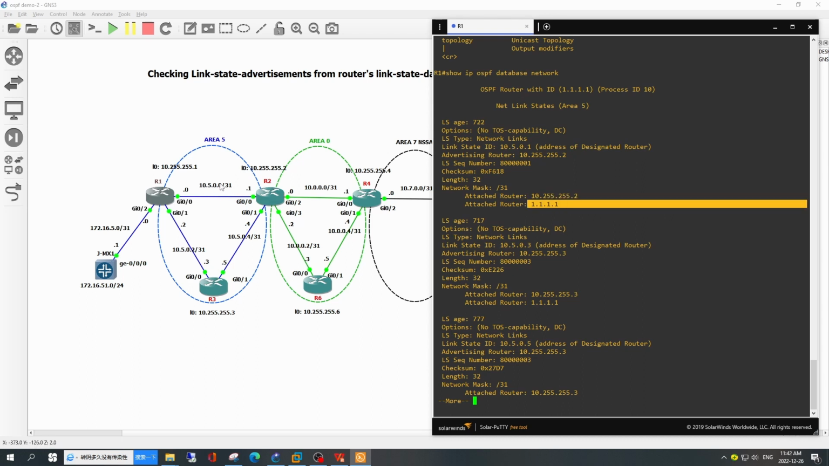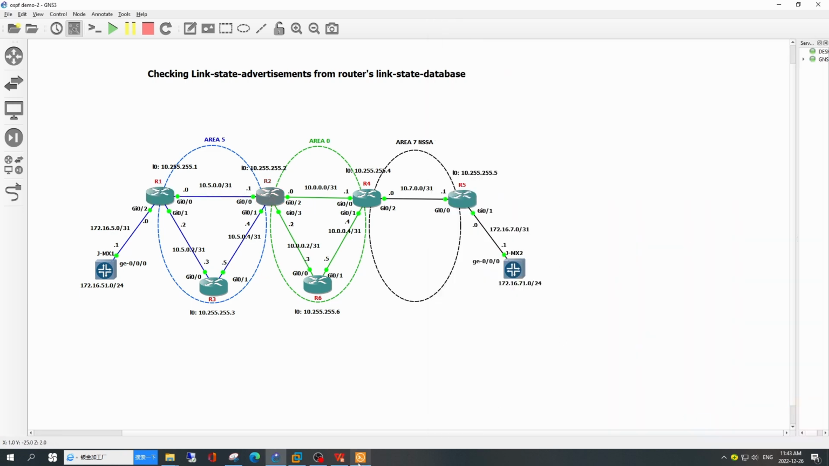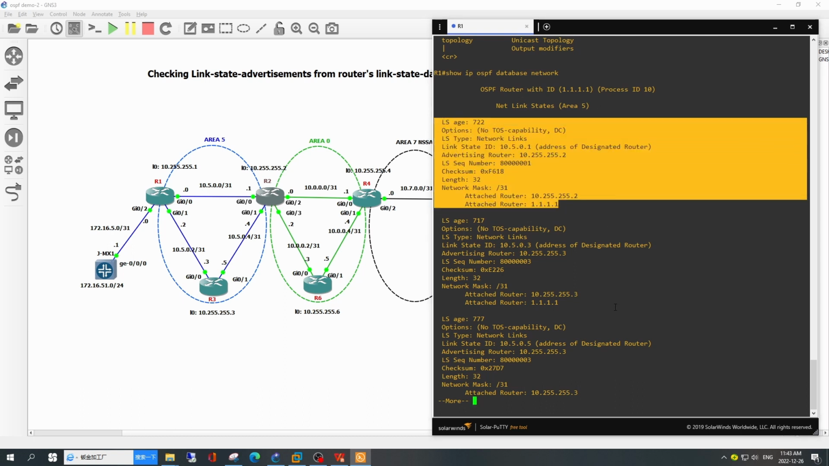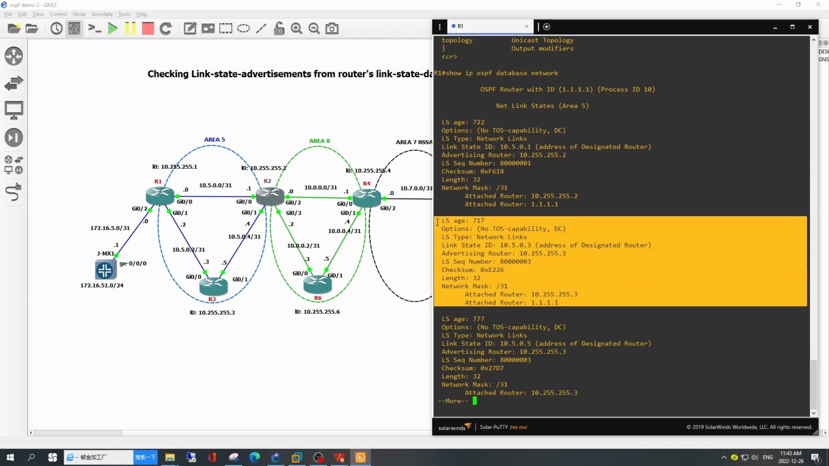So let me show you here. In this diagram, there is a specific multi-access network between R1 and R2, this link, right? So there are two routers attached on this specific link. So this is what the type 2 tries to tell. If you like, take a look at the next type 2 link states, network link states.